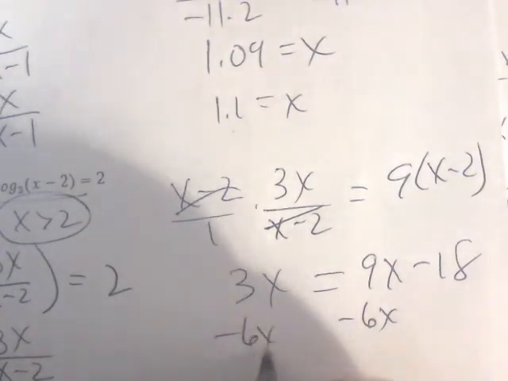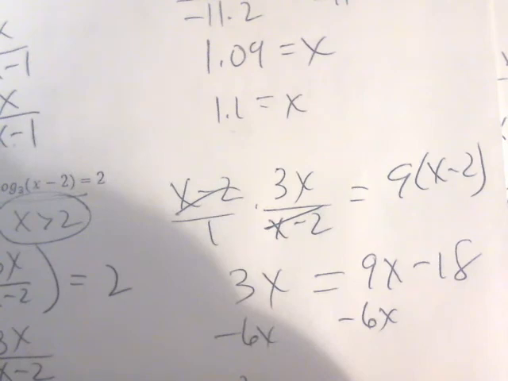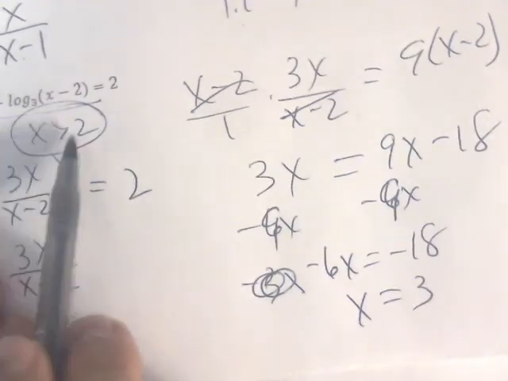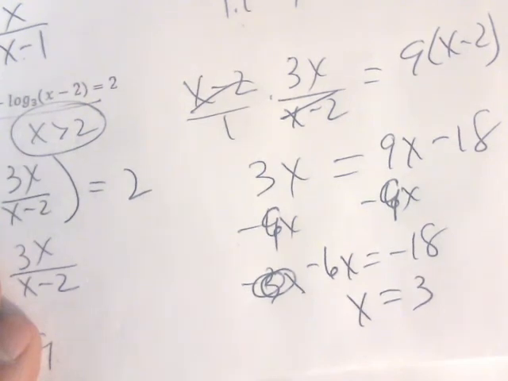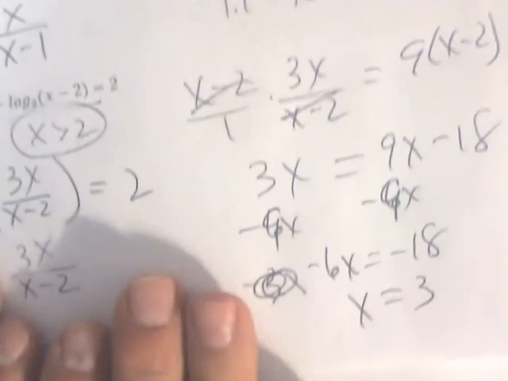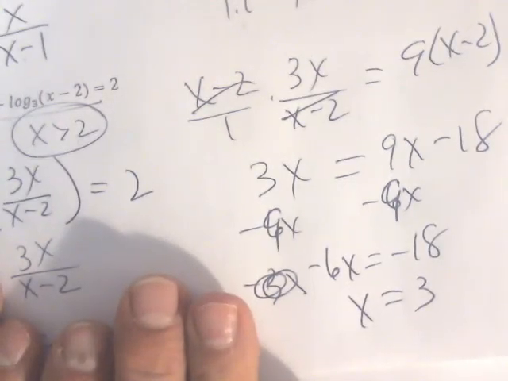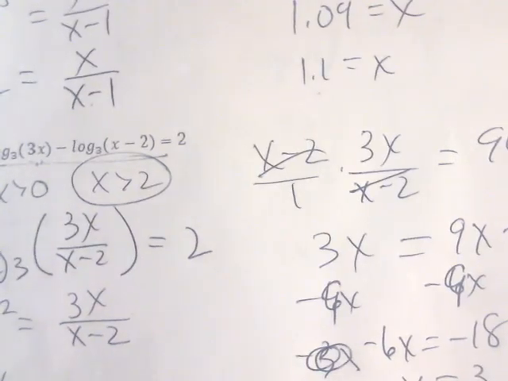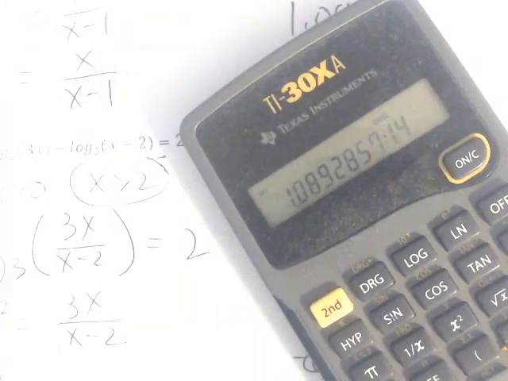Subtract 6x from both sides. Or subtract, how about 9x? Minus 6x is minus 18. X is 3. And that satisfies my domain. Okay? So, you know, these aren't the easiest things you'll ever do. But I think you can handle it. All right? So we will do more of these when we meet again.